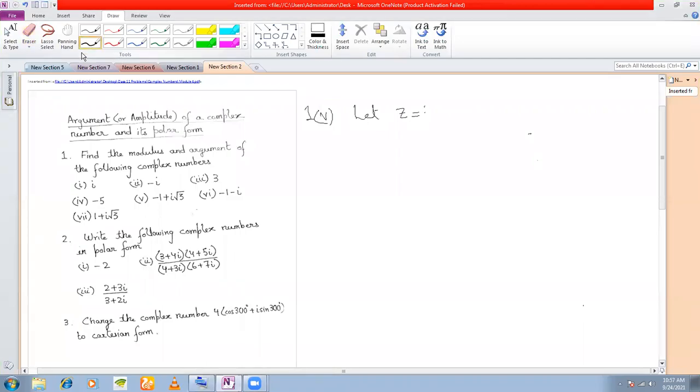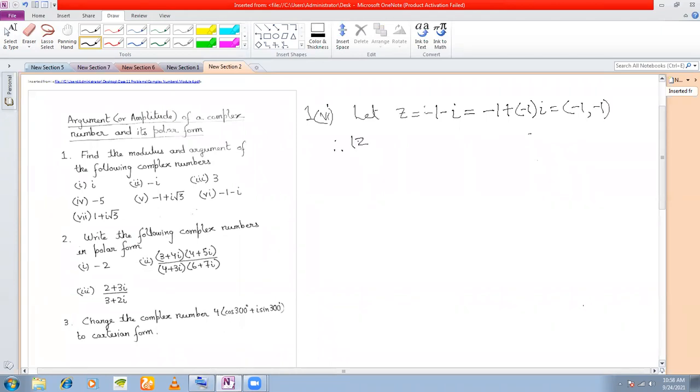Okay, so the next part here is part 6. The question is, find the modulus and amplitude of -1 minus i. This can be written as -1 plus -1 i, and in ordered pair form, this is now (-1, -1).